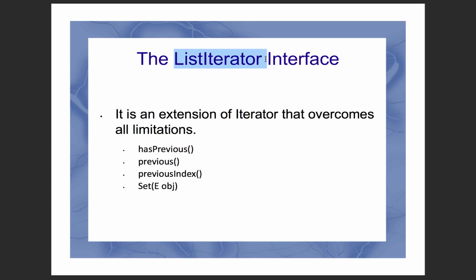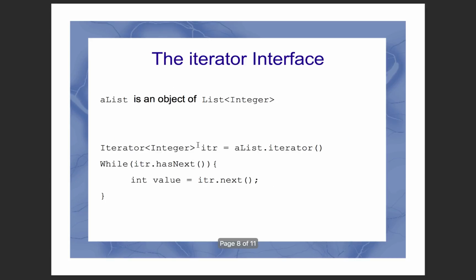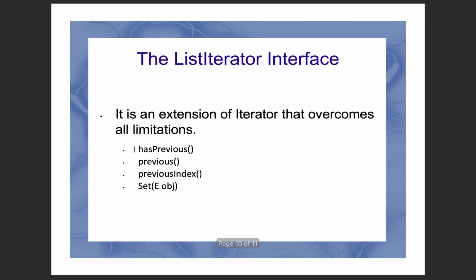In order to avoid these kinds of limitations, you have a better option under the list iterator interface. This is an extension of the iterator that overcomes all those limitations. Now you have the hasPrevious method that checks whether there is any previous node or not, similar to hasNext, which checks whether there is any next node or not. You probably need this method when you want to traverse in a backward way.